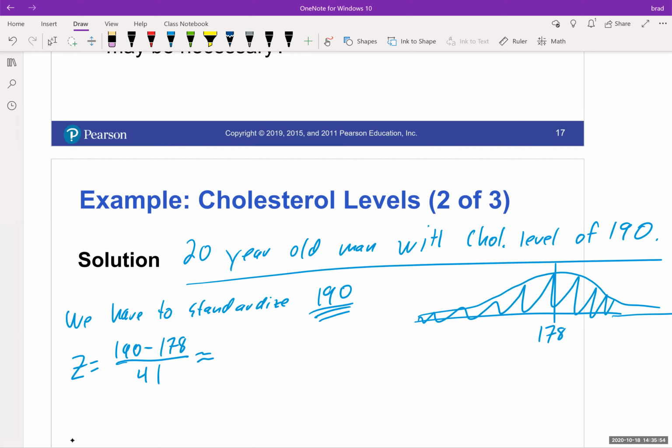So actually I drew that incorrectly. I fooled myself. If 41 is the standard deviation, that means going from 178 plus 41, our first standard deviation would be here at 219. So where is 190? 190 is probably right here, right? So that's 190. They want to shade all this and know how much area is right there, okay? So I get a z-score of 0.29268, and so on.